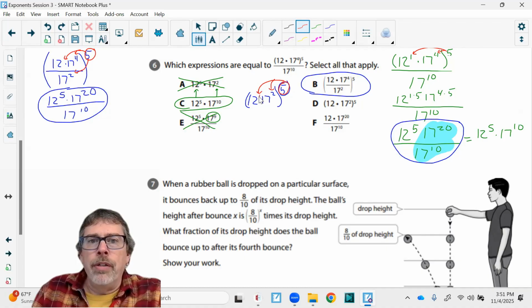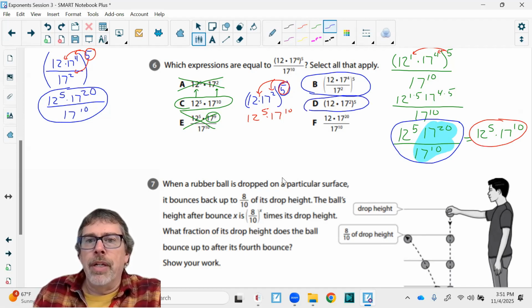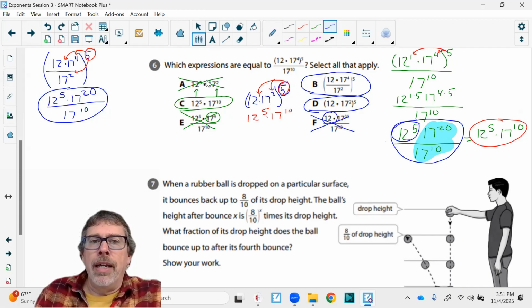So 12, that's a 1. 1 times 5 is 5. And 17 to the 2 times 5 is 10. So again, we come up with 12 to the 5, 17 to the 10. So D is also an answer. Okay, but F is not, because 12 to the 5 is here, and there is no 5th power here, yet 17 to the 20 and 17 to the 10 match. So F has been ruled out as well. So the answer to this is B, C, and D, but not A, E, or F.